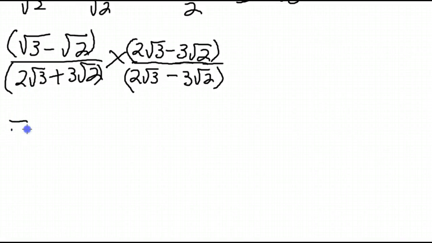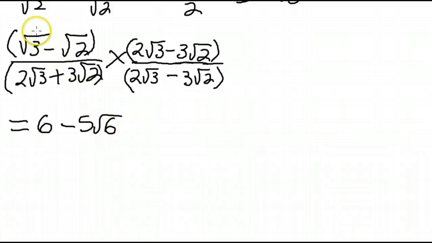Okay, and let's use our scale. So I'm going to use FOIL. Root 3 times 2 root 3. Okay, there's a 1 in front. 1 times 2 is 2. Root 3 times root 3 is 3, and 2 times 3 is 6. I'm going to get minus 3 root 6 minus another 2 root 6. So minus 3 minus 2 will give me minus 5 root 6.